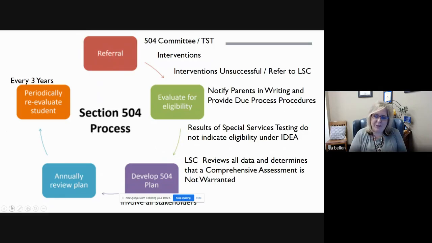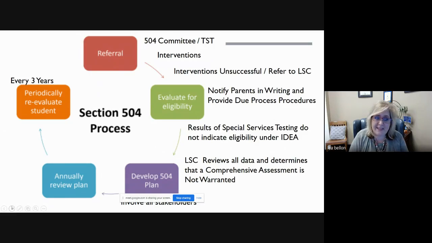So I'll share that with you if you don't already have access. But the parents must have that in writing. And then the results of that assessment, if it doesn't indicate that the child qualifies for special education, you want to move into considering a 504. Now, that does not mean, okay, this child went through testing, they did not qualify, they automatically get a 504. It means we consider 504.